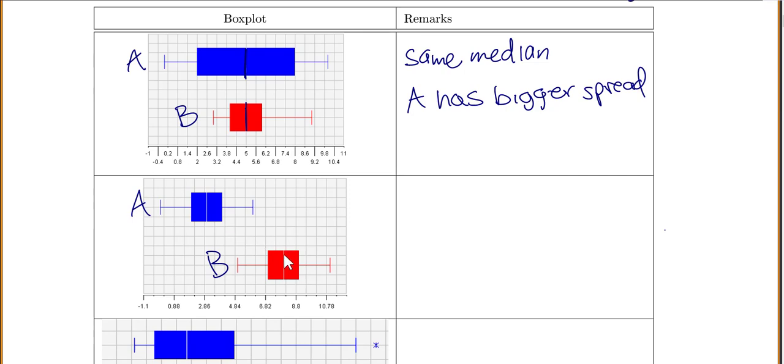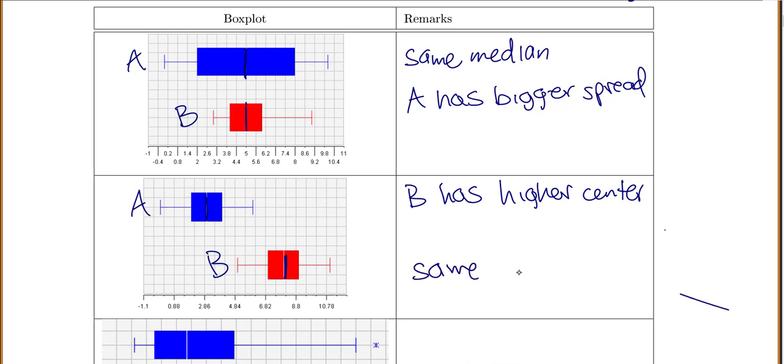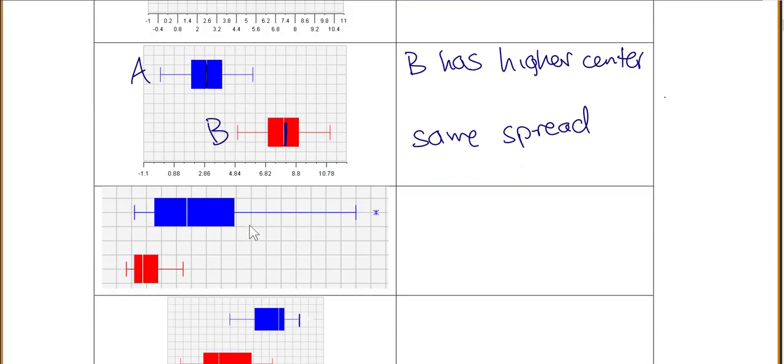Whereas if we look at A and B here, it looks like B has a much higher center. So B has higher center. But their spread seems to be about the same. So their standard deviation should be about the same, their range should be about the same, they're spread out about the same. B just seems to be shifted up.